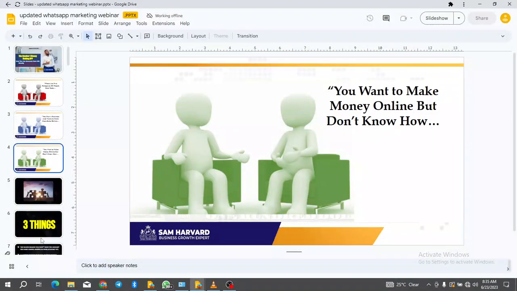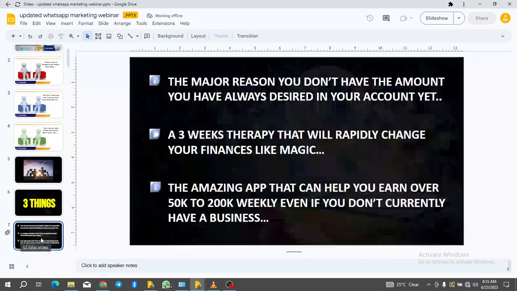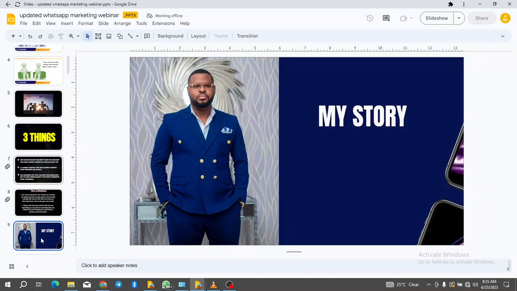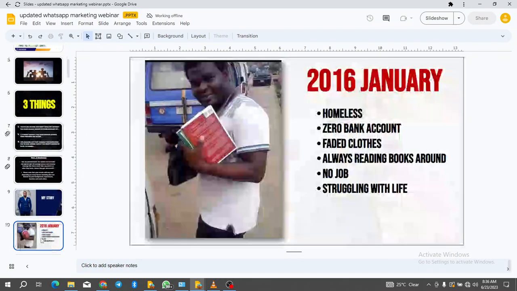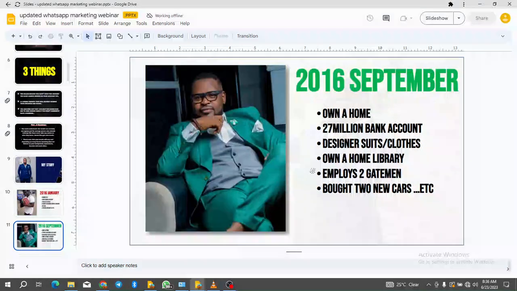Let me see if Max Amabad put his story here. Good, his story. You can see again, he followed the same process. Put your story. This was him in 2020, in 2016, homeless, zero bank. You can see how ugly he looks here. Money is a very, very good thing, man. All right, faded clothes, always reading books around, no job, you know, and understand. That is a story. Now, look at his story in 2016. By September, everything has changed.